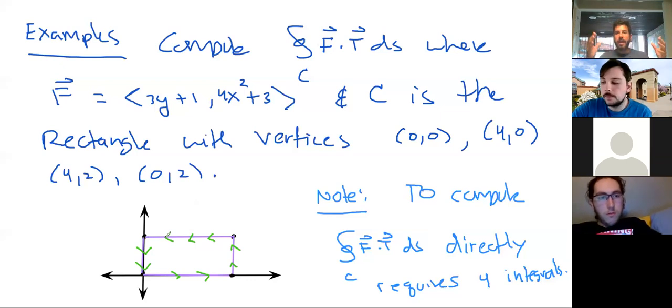Another way to think about it is when you're moving along the boundary of some region, you always need to be moving so that to your left is the interior. That's the way to think about this convention.